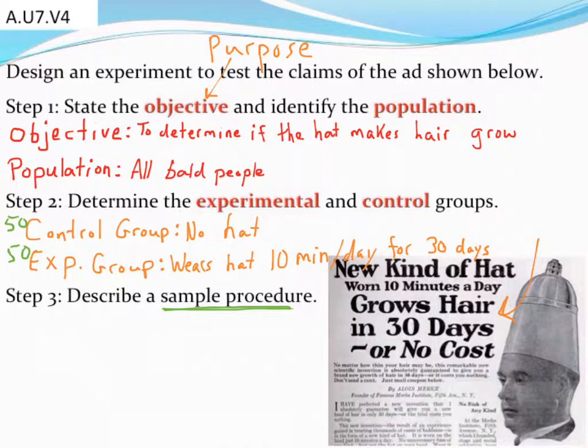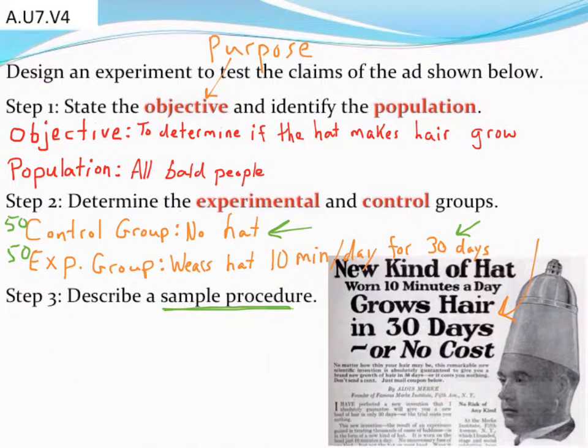Next thing I'd do is go ahead and run the experiment. So my control group wouldn't do anything. They would just go ahead and exist for 30 days. Versus my experimental group, which is going to follow the ad's claim, they're going to wear this hat for 10 minutes a day for 30 days. At the end of this, after 30 days, I'm going to have both groups come in and I'm going to either take another set of photos of each of these individuals or whatever measurement I use to measure hair growth or baldness level between the two groups and compare my results.